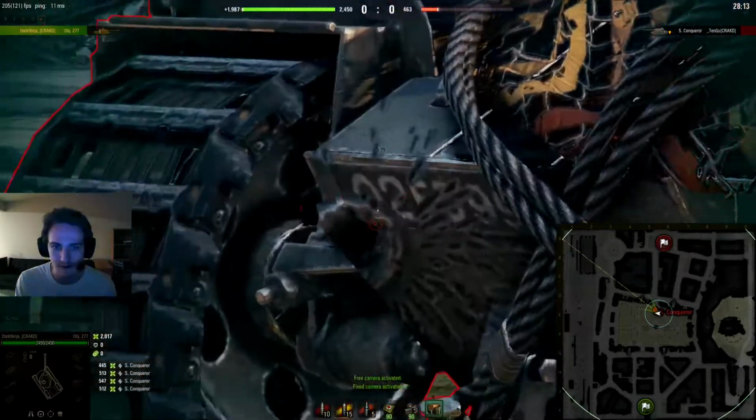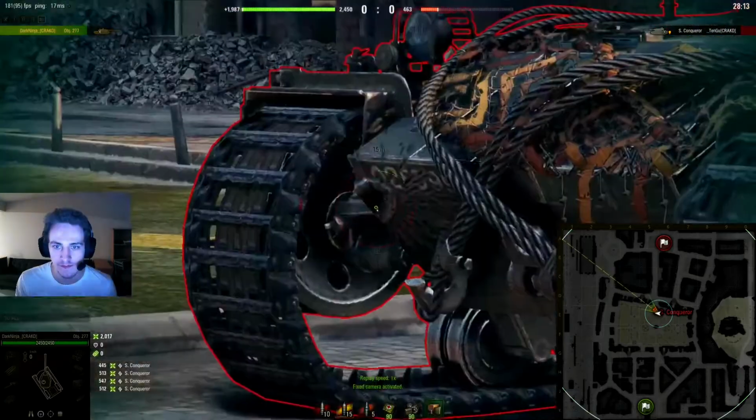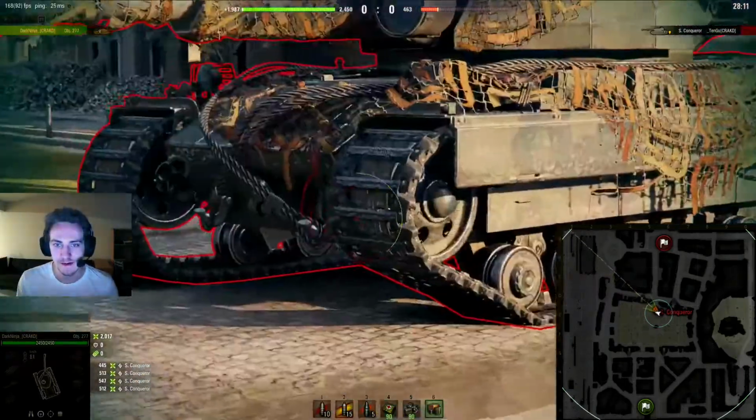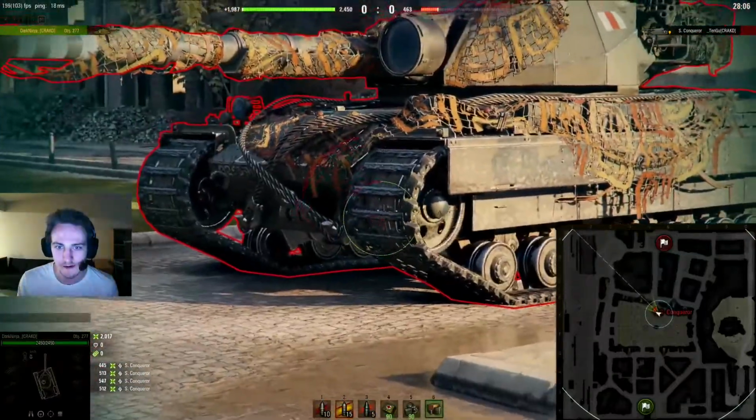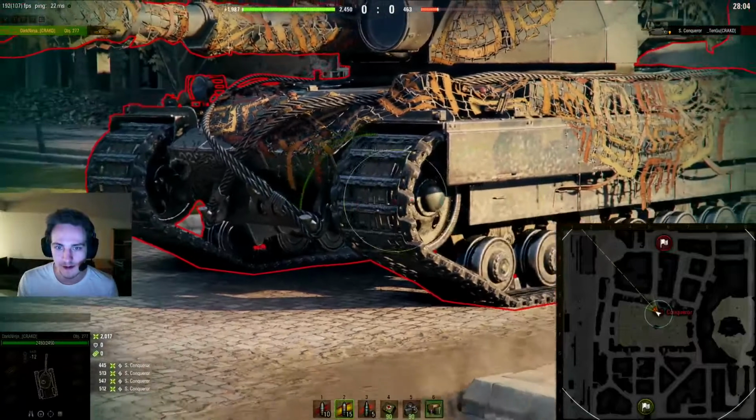The heat shell just goes through and penetrates the track, or I should say damages the track. But now I'm gonna show you again. It just depends on the angle of where you're shooting. That's what determines whether you can pen through the track or not.